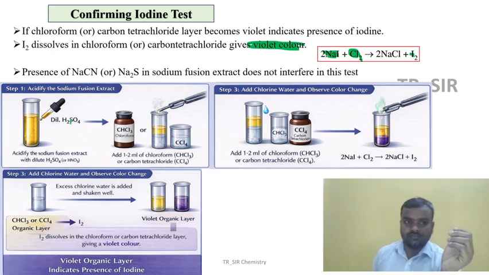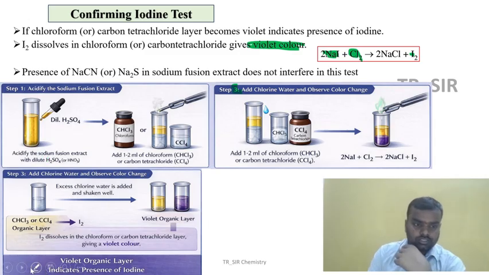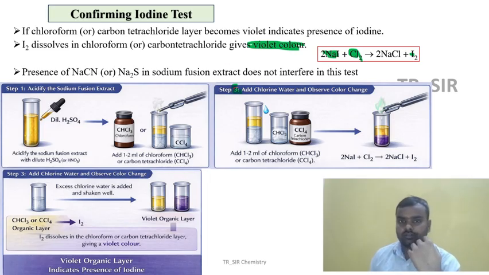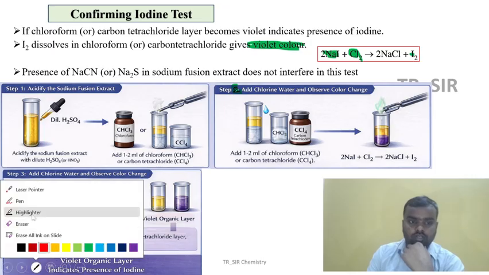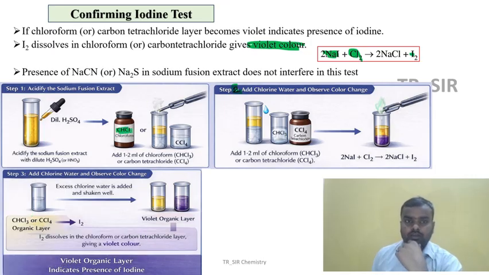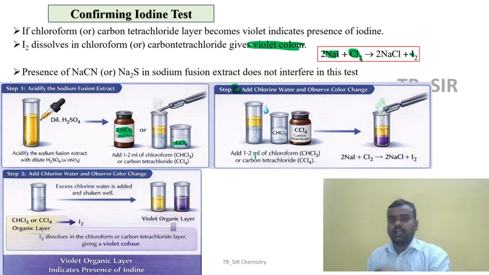Look at here again. Same step, acidify. Here again, this will be step 2. Okay, acidify with H2SO4 as well as HNO3 acidification, right? After acidifying, so what to do now? Add carbon tetrachloride or chloroform. After adding, add Cl2 as well as fusion extract, then it is forming the iodine.